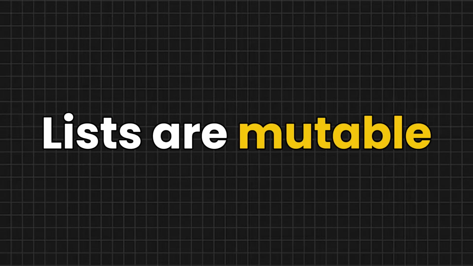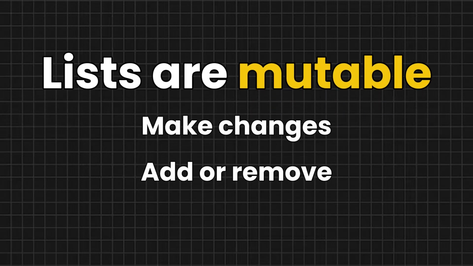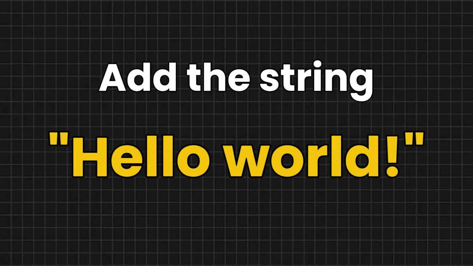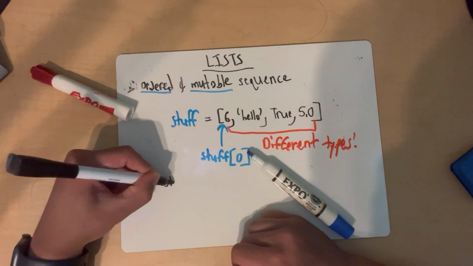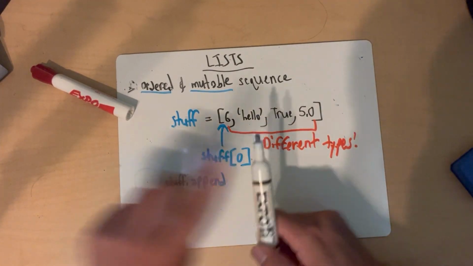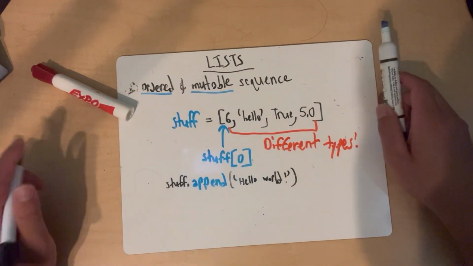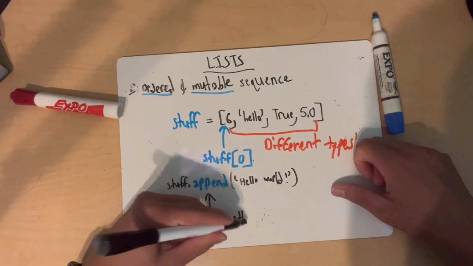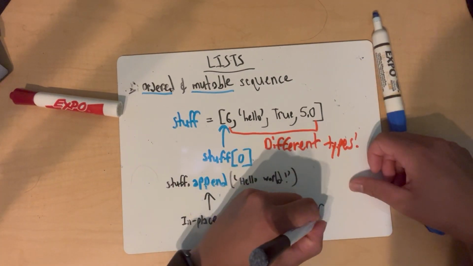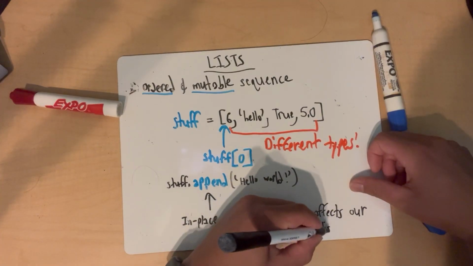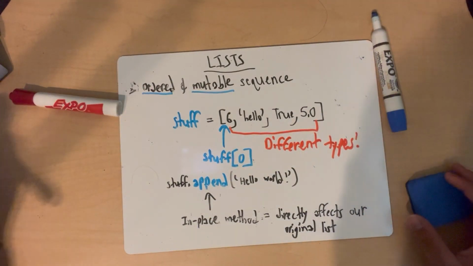Another important thing to know is that lists are mutable. And so that means we can make changes to it, and we can add and remove elements. So if I wanted to add the string hello world to our list called stuff, then I can just say stuff.append, and then inside parentheses, I pass in hello world. And .append is an in-place method. That means it's going to directly affect the original list, so we don't have to reassign all of our new information to another list.